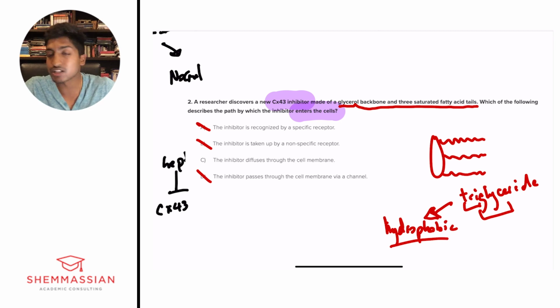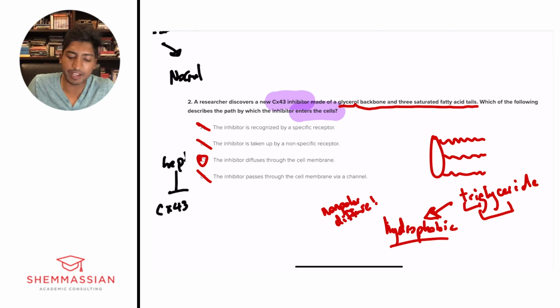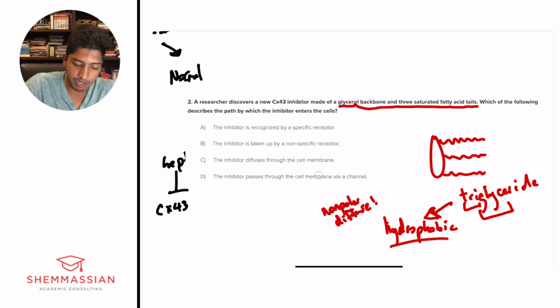Because they're talking about using a receptor, a nonspecific or specific receptor, or a channel, which we don't need in any of this case since we're dealing with a very hydrophobic molecule. And so with that, C tells us that we have a triglyceride that's able to diffuse. So remember, nonpolar, diffuse through. Okay, great. On to question number 3.